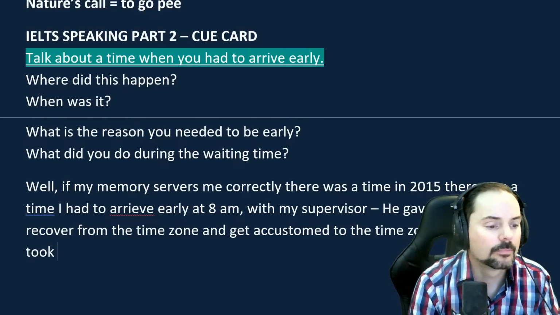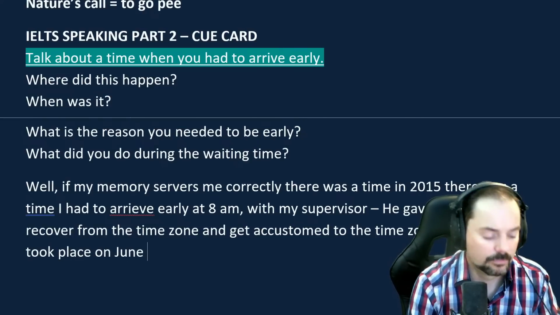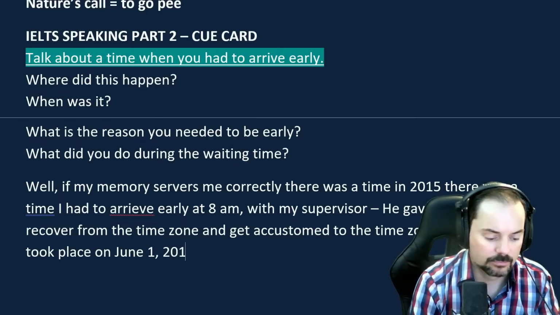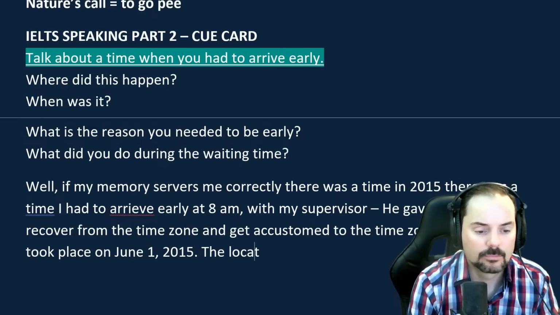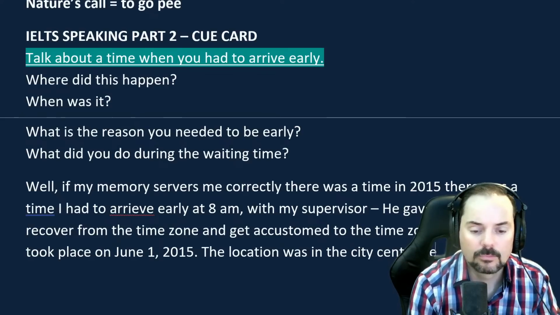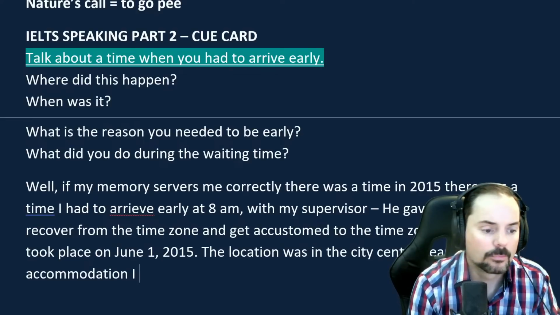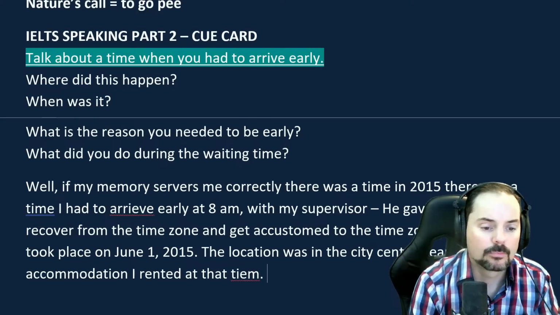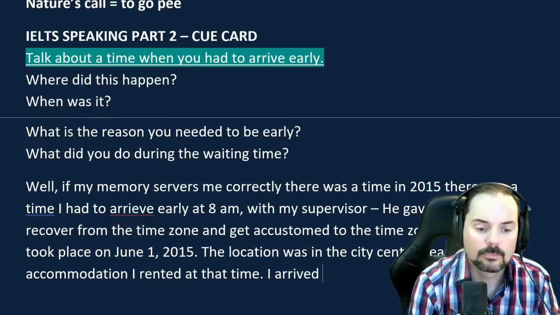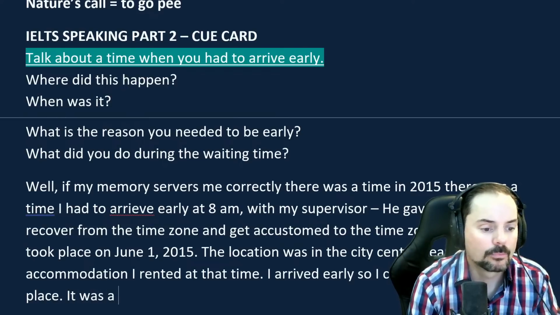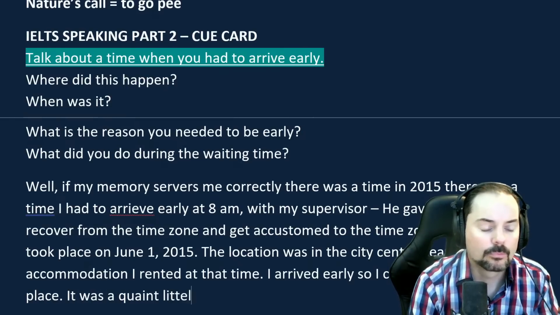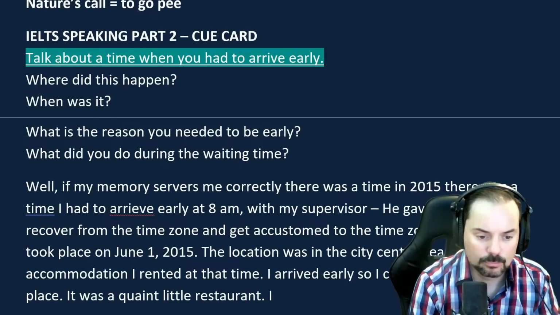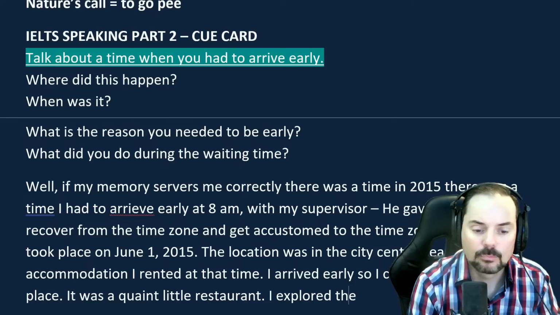I must say that on the day I decided to arrive early at the location, which was in the city center near the accommodation I rented at the time. And I distinctly remember arriving 1 hour ahead of our meeting that morning so that I could get the feel for the place. It was a quaint little restaurant, and during the waiting time, I started exploring the local breakfast menus, which also included a mug of aromatic local coffee that I was eager to try out.